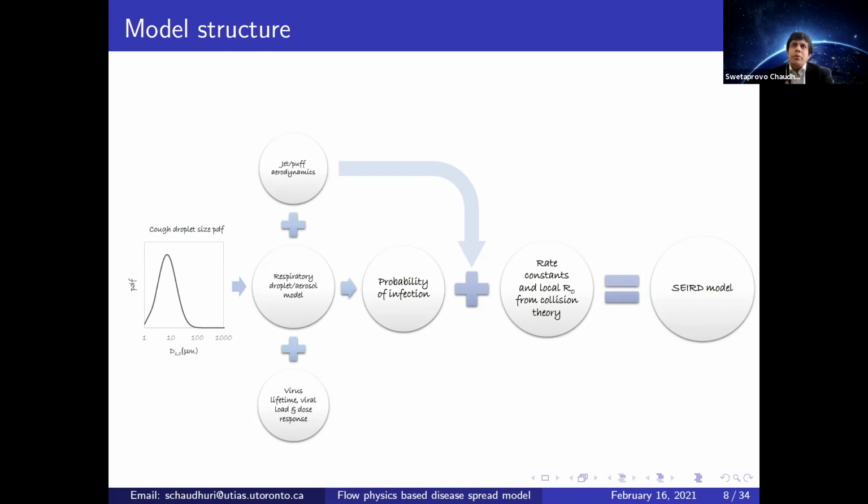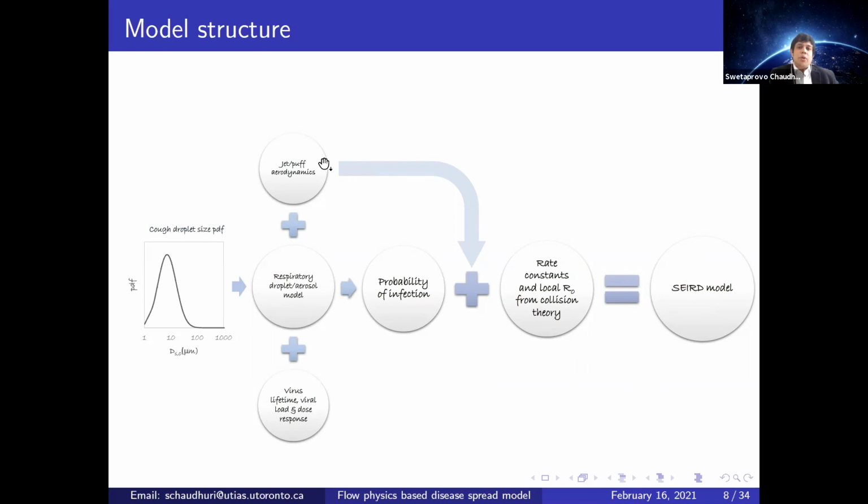So once we know the frequency of collisions or frequency of contact between the susceptible individuals and the infectious cloud, we can combine it with the probability of infection, and that can yield the rate constants and the local basic reproduction number from this collision theory. And then we are all set to use these in the ACIRD model. So this is the approach that we are going to follow.